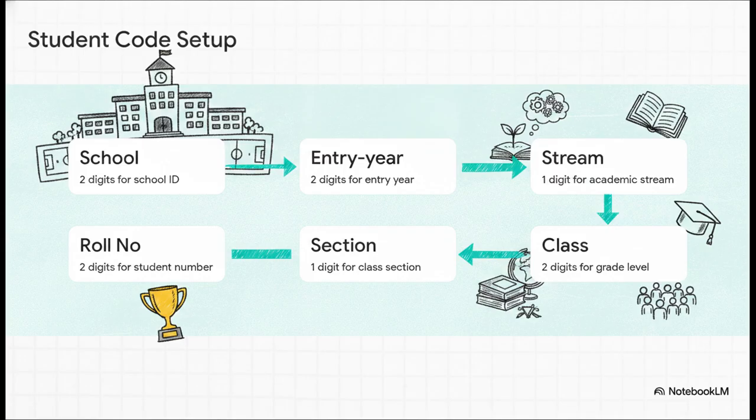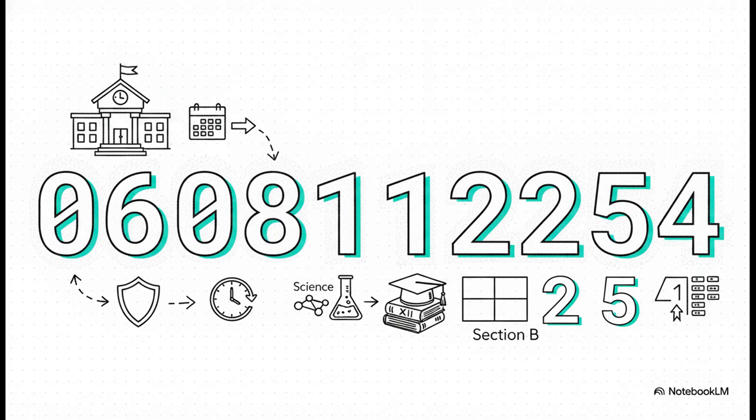They need a system to uniquely identify every single student across the entire organization. So they build a code step by step. They assign 2 digits for the specific school, 2 digits for the year the student entered, 1 digit for their academic stream, 2 digits for the class, 1 digit for the section, and finally, 2 digits for the student's roll number within that section. So let's see how this builds in practice.